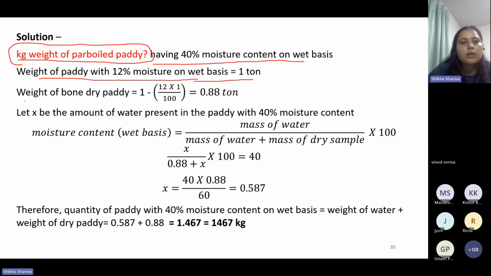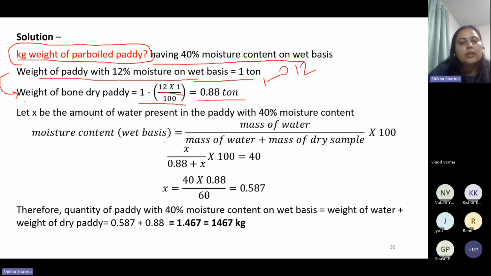From this we can understand that if there is 1 ton of paddy with 12% moisture, the weight of the bone dry paddy is 1 minus the moisture content, which is 12 divided by 100, into 1 ton. So it will be 0.12. So 1 minus 0.12 equals 0.88 ton. This is the weight of the dried paddy.